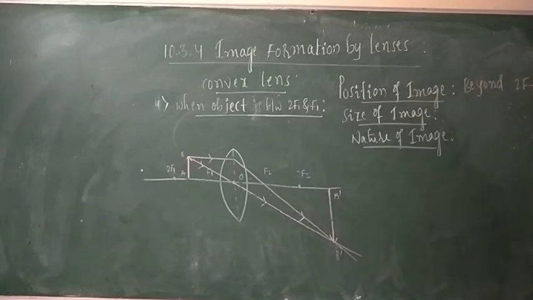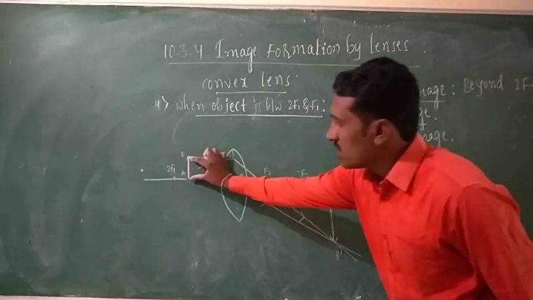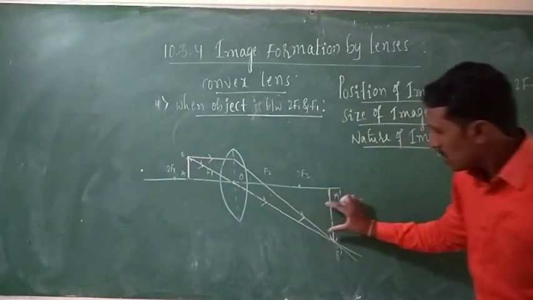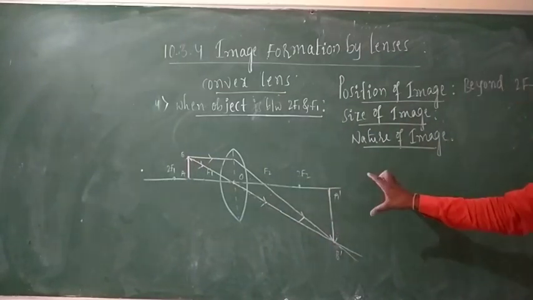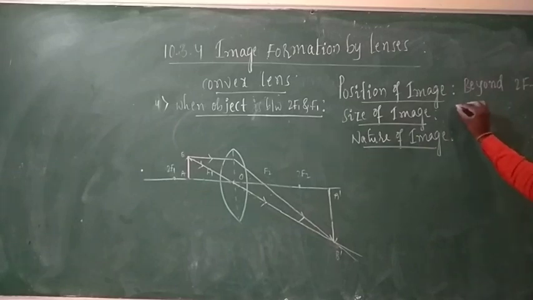Size of the image, it is clearly visible. This is the size of the object. This is the size of the image. The image is magnified, higher than the object. Size of the image is magnified image. Or you can also write larger image. Magnified or enlarged.